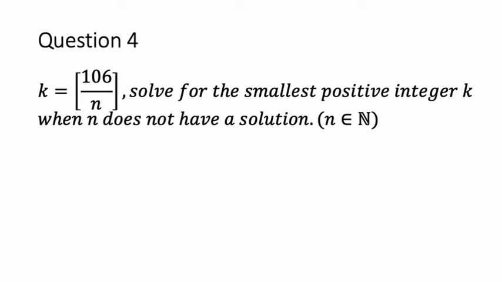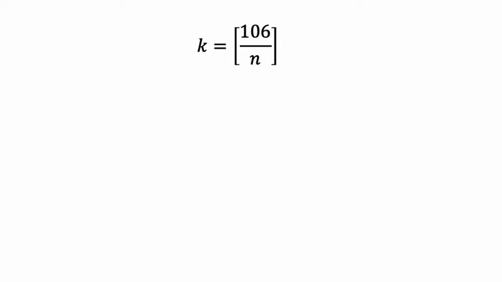It says that k equals the function of 106 over n. It asks to solve for the smallest positive integer k when n does not have a solution. n is a positive integer. So it seems that we can't use any property that we have talked about to solve this question. So let's do some observations.